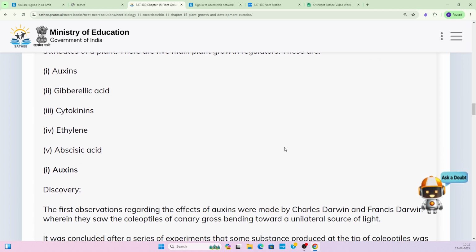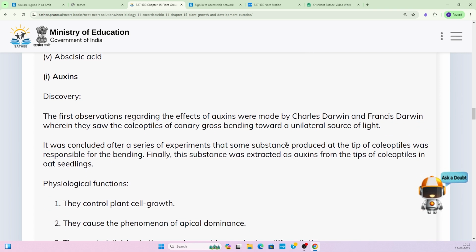Auxin. Number 1 is auxin. Number 2 is gibberellic acid. Number 3, cytokinins. 4th, ethylene. And 5th is the abscisic acid. So we have to tell about the discovery, right?